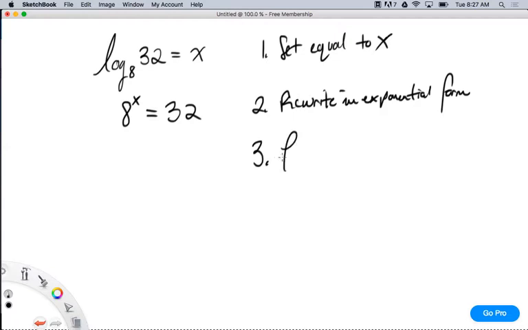Once you've done that, you find the common root. So what number is a root of both 8 and 32? 2. It wouldn't be 4, because 4 squared would be 16.